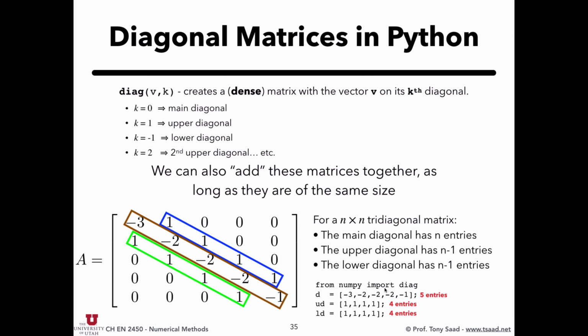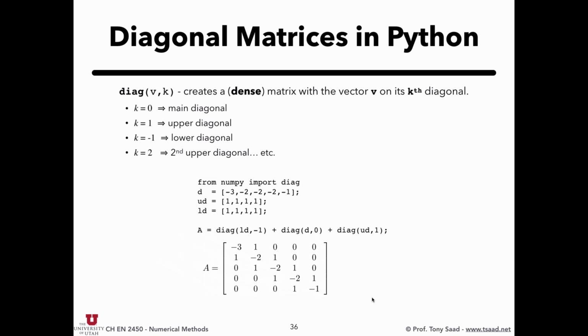So again, from NumPy, import diag. The main diagonal, I'm going to call it D. It contains these values, -3, -2, -2, -2, -1. It has 5 entries because this matrix is 5 by 5. And an upper diagonal, 1, 1, 1, 1, has 4 entries. Lower diagonal, 1, 1, 1, 1, has 4 entries. And then all we have to do is add those together.